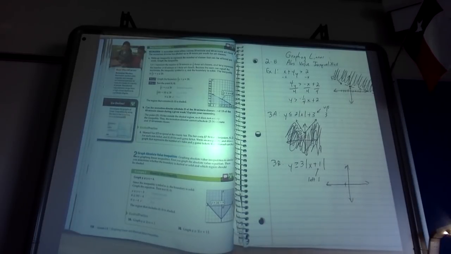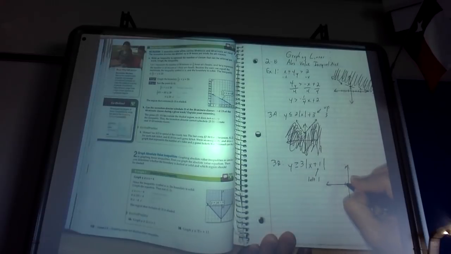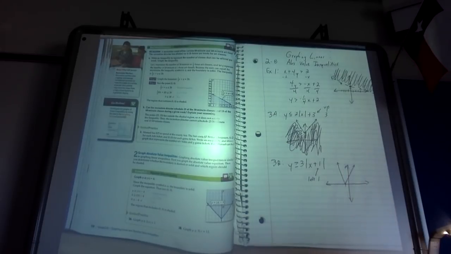Use a table in the calculator if you're having some trouble with that. Go find what ordered pairs fit. It's going to be a solid line because I have an equal sign. We didn't flip or anything, so it's going in the normal direction. So it's going to be even skinnier than my last graph. So there's the graph of 3 times the absolute value of x plus 1.